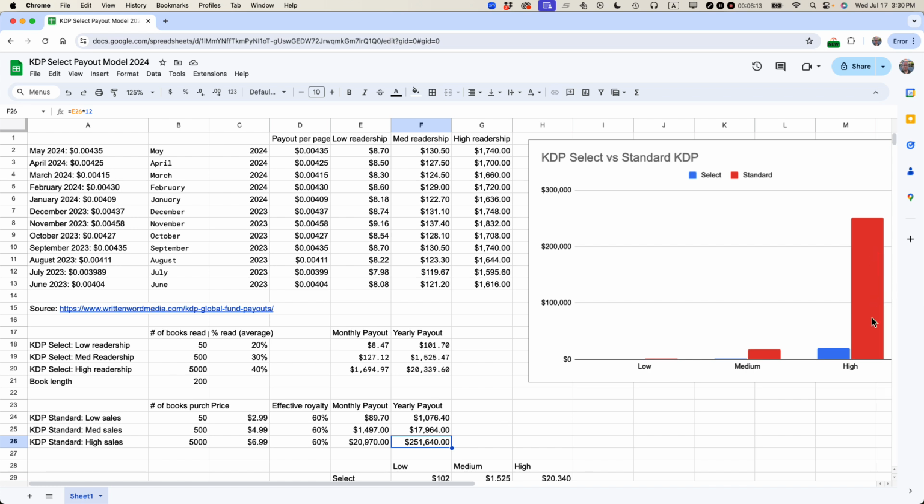This chart shows it right here. Do you want $250,000 or do you want $20,000? That's the equation that I'm taking. Now, I said there are some exceptions. There are some edge cases.